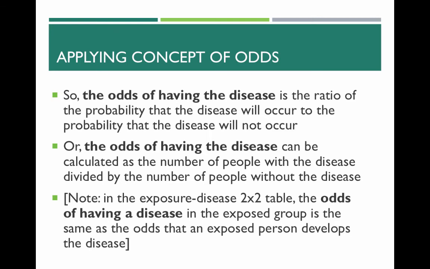So let's borrow the concept of odds and apply it to disease and non-disease. The odds of having the disease is the ratio of the probability that the disease will occur to the probability that the disease will not occur. Or the odds of having the disease can be calculated as the number of people with the disease divided by the number of people without the disease. So if we look at a 2 by 2 table, the odds of having a disease in the exposed group is the same as the odds that an exposed person develops the disease.